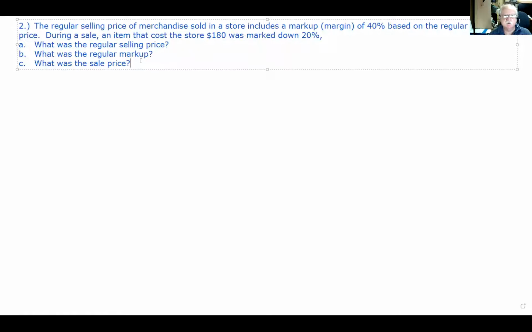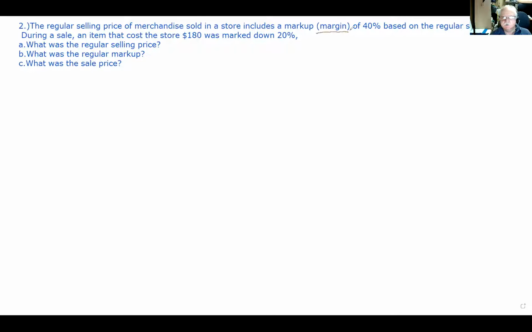So it tells us the regular selling price of merchandise sold in the store includes a markup. Notice I've put in brackets here margin. And the reason I've done that is because markup and margin mean the same thing, but most of the time they'll use the word markup. Once in a while, they'll use the word margin to see if they can confuse you. But just remember that markup and margin are the same thing. So it's a markup of 40% based on the regular selling price.